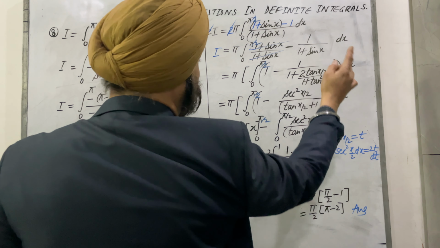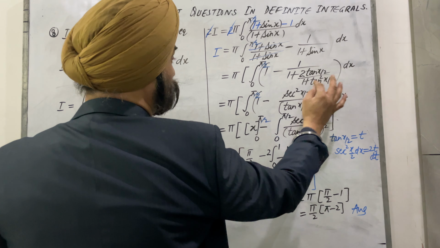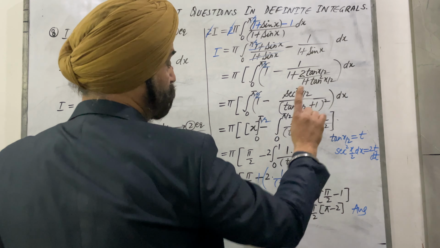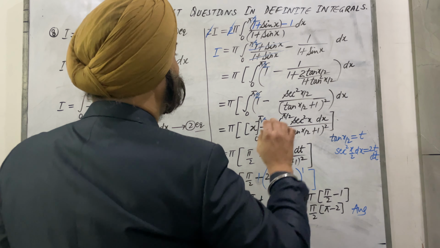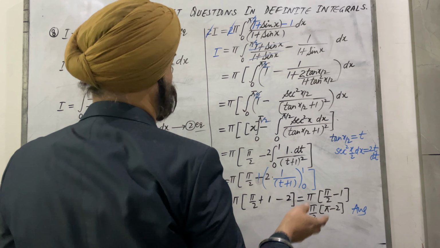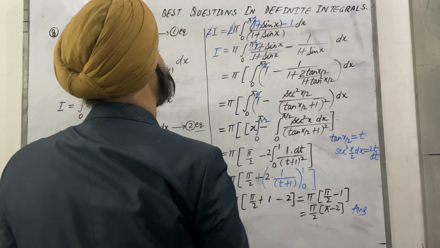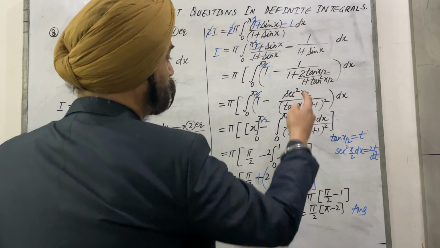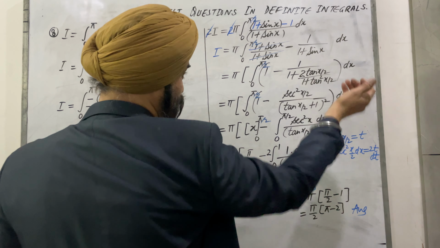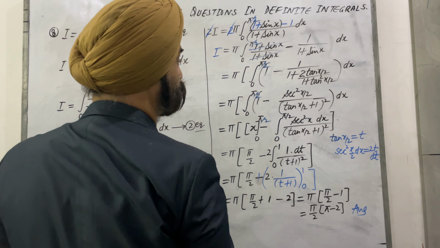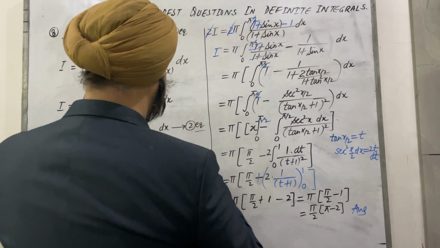In place of sin x, I'll prefer writing 2 tan x by 2 upon 1 plus tan square x by 2. This is a particular technique of indefinite integral. You should keep in mind that whenever we have sine or cos containing terms and they are in addition or subtraction, or any one of them with another constant, then we prefer writing sin x in terms of the half angle formula of tan. So sin x has to be written as 2 tan x by 2 upon 1 plus tan square x by 2. Go for LCM here.